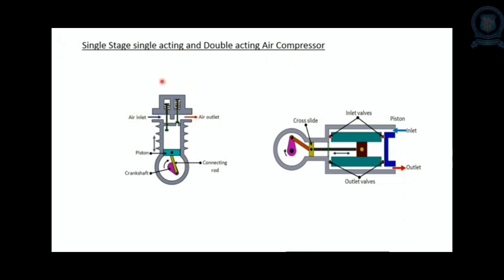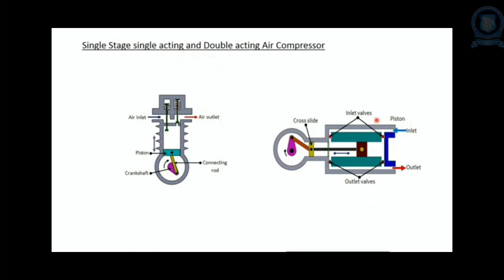Single stage single acting compressor is this one. It is just like a piston, connecting rod, crankshaft. So it is a cylinder. Then it has two valves, inlet and outlet valve. When the piston moves from TDC to BDC, suction takes place. So the air will come inside the compressor. Then when the piston moves from BDC to TDC, the air gets compressed, and after it reaches its pressure, this valve will be in open condition. So the air will be sent out. This is single stage single acting.